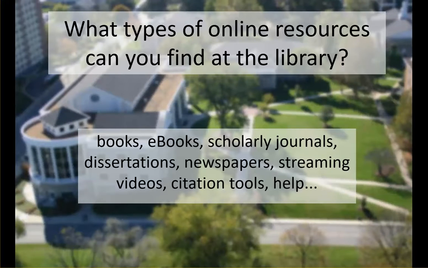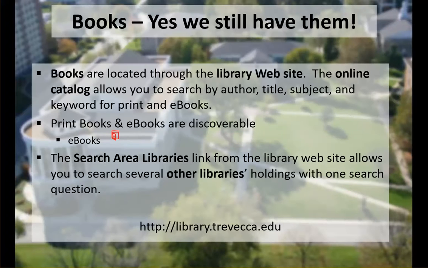What types of online resources can you find? You can find books, ebooks, scholarly journals, dissertations, newspapers, streaming videos, citation tools, and of course help, whether it's simple questions to research help. We still do have books. You can access our print books, or you can access ebooks. Ebooks are identified by the red E on your result list.